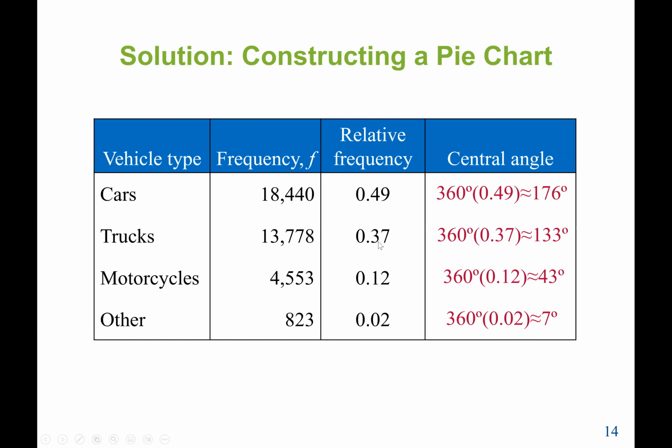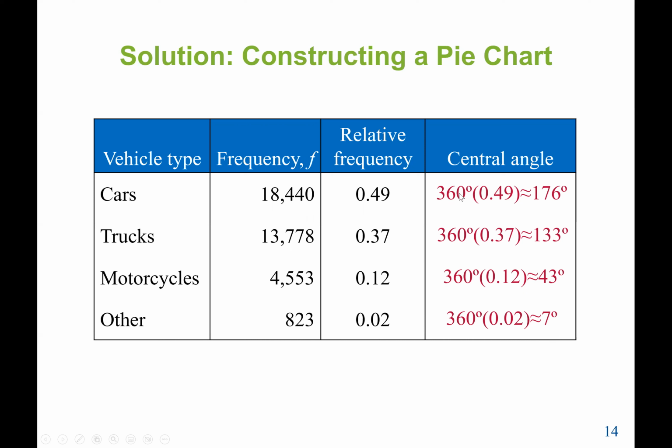For trucks, it's 0.37. So 360 degrees times 0.37. Then with motorcycles, it's 0.12. So the central angle will be 360 degrees times 0.12. Then other is 0.02. So we get 360 degrees times 0.02. Now, if we add all the degrees here, it also should give us 360.